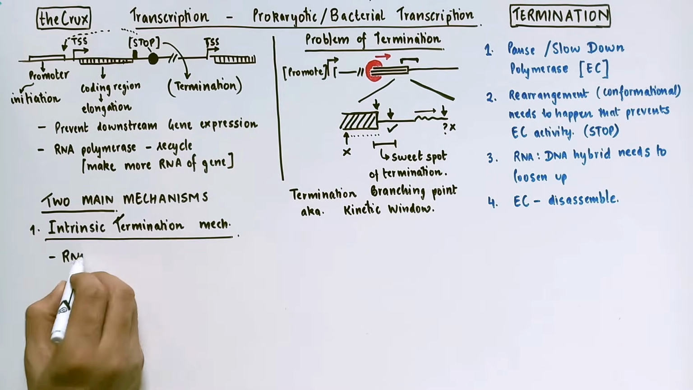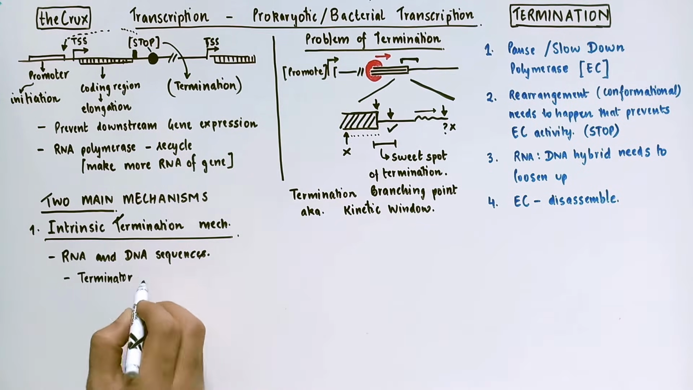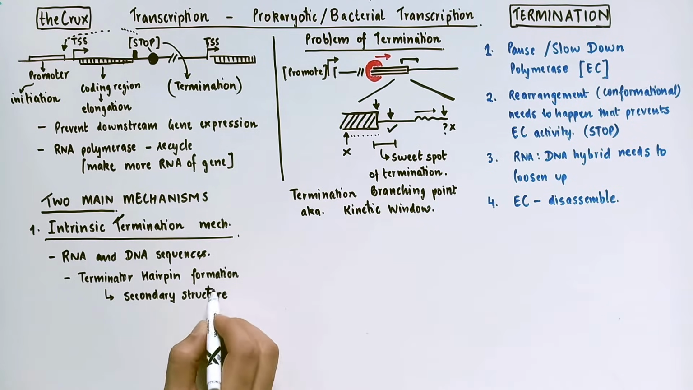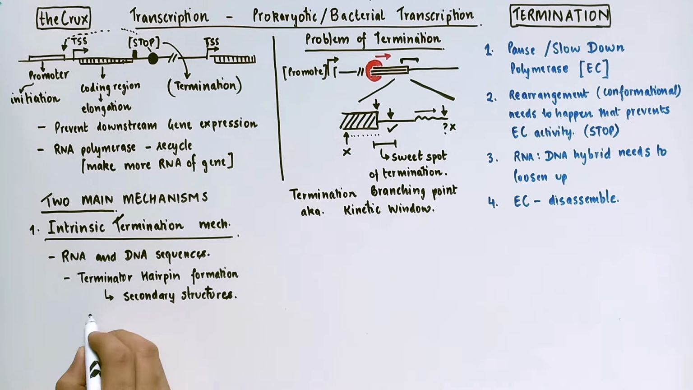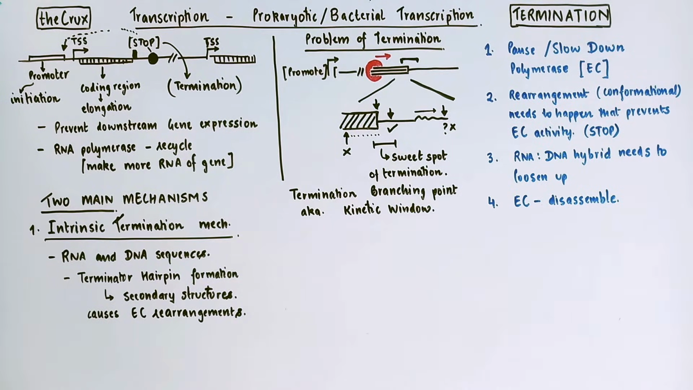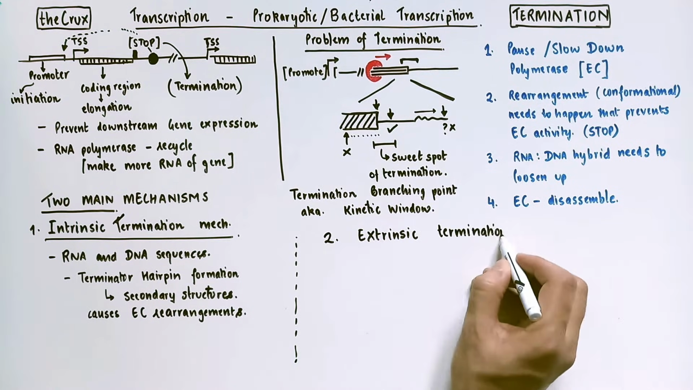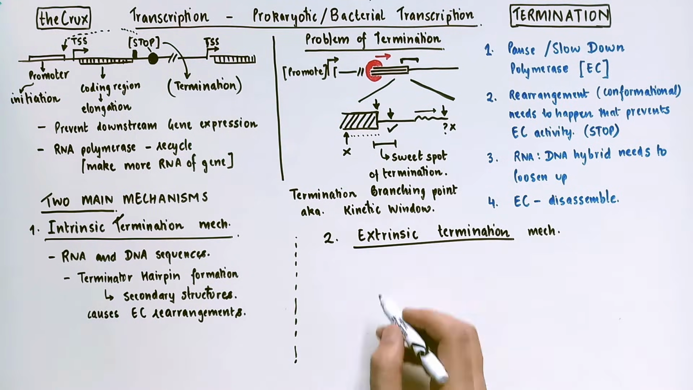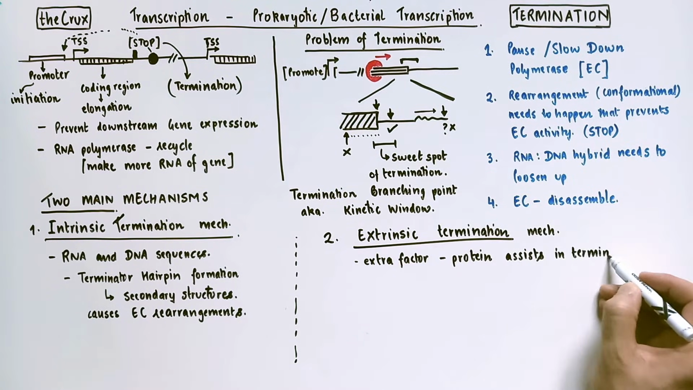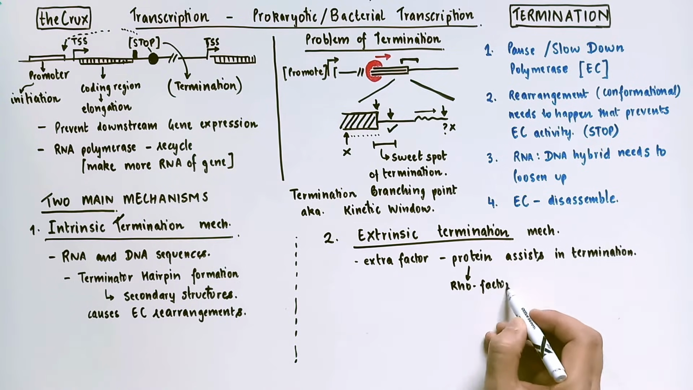This mechanism is largely driven by DNA and RNA sequences, which mainly involves the formation of termination hairpins, which are nothing but secondary structures that the transcribed RNA forms. And this causes elongation complex rearrangements. The second mechanism is called the extrinsic termination mechanism. It is called extrinsic because it requires the help of extra factors, such as proteins that assist in the termination process. Now commonly, this extra factor is the Rho protein.